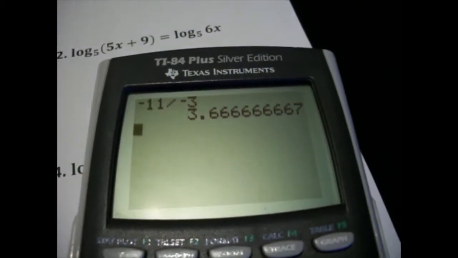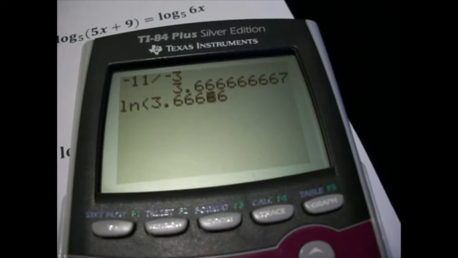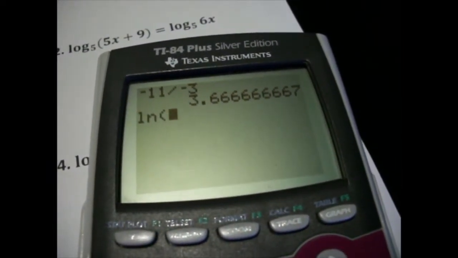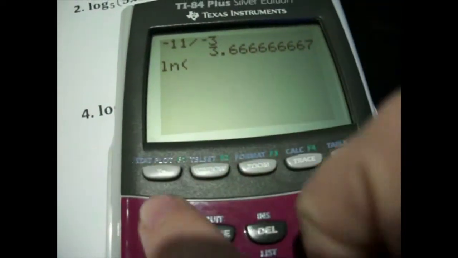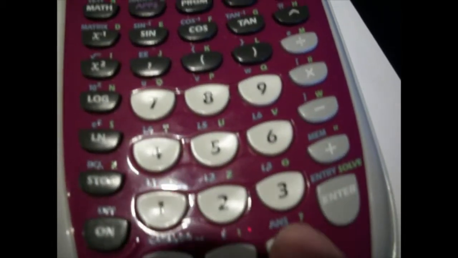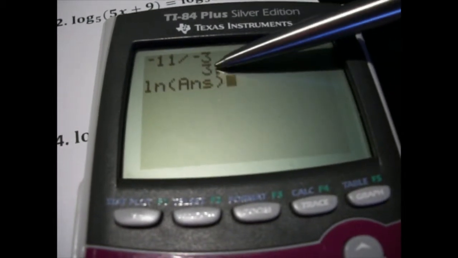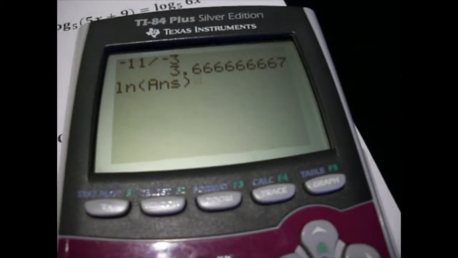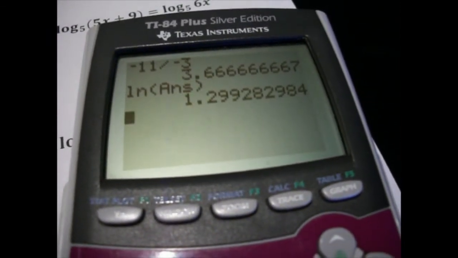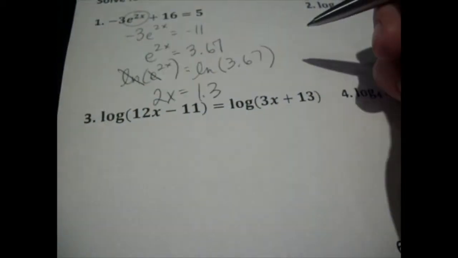I've already got it there, so I'm going to hit natural log, but instead of retyping the whole number, I'll just do this. I'm going to hit natural log, and then hit second, and right here you see ANS, which stands for answer. Basically, I'm taking the natural log of this whole thing as it goes off forever and ever. So it's a much more accurate answer. So that's going to be my answer on the right. And again, I'm just going to write 1.3 for now.